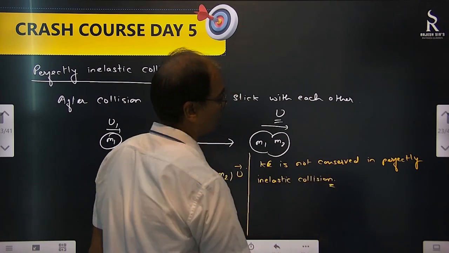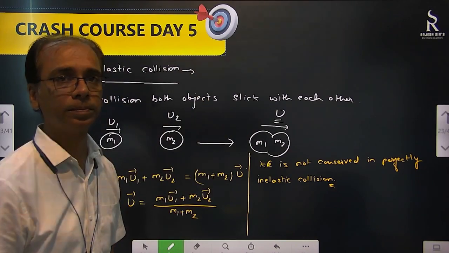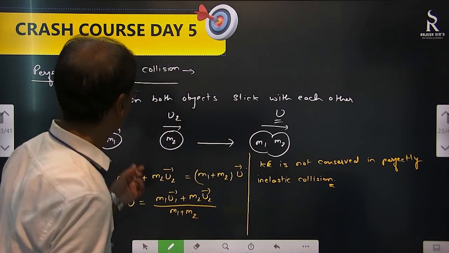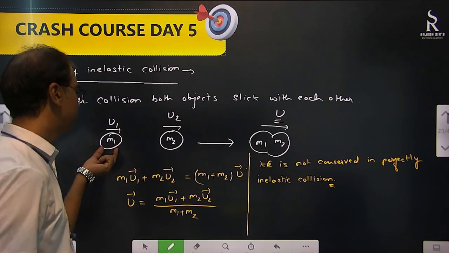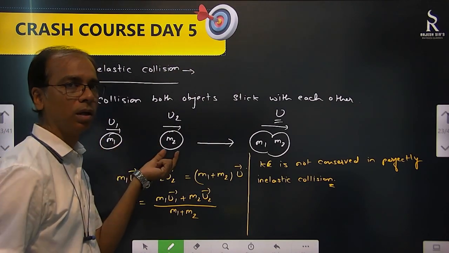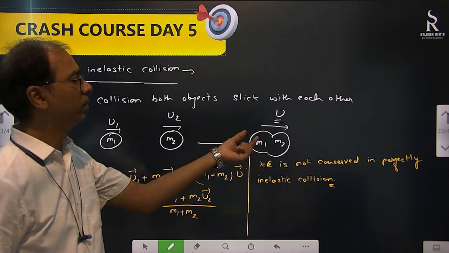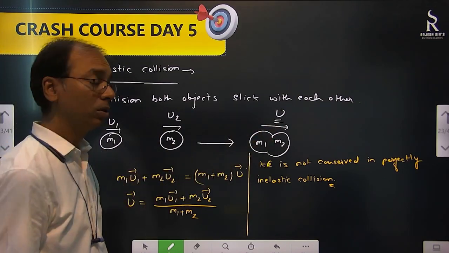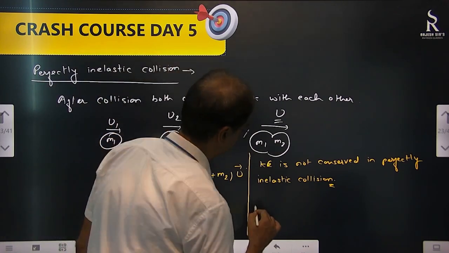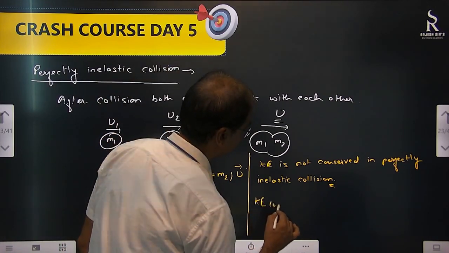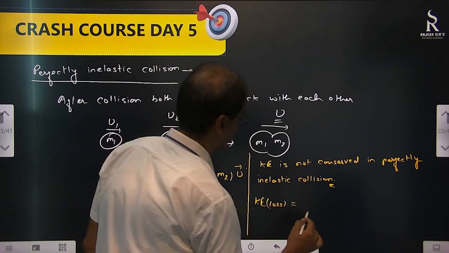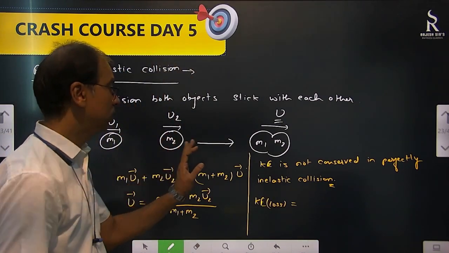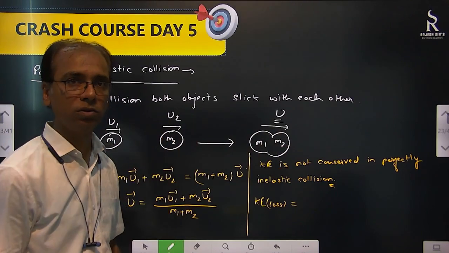In fact, there is loss. So how much is loss? You can see that. Kinetic energy loss will be what? Initial kinetic energy, half m1 u1 square plus half m2 u2 square, minus half m1 plus m2 into u square. That is only the loss. So how much loss will come? If we can remember the formula, better for us. But meaning you should know. Initial kinetic energy minus final kinetic energy, that is only the loss.